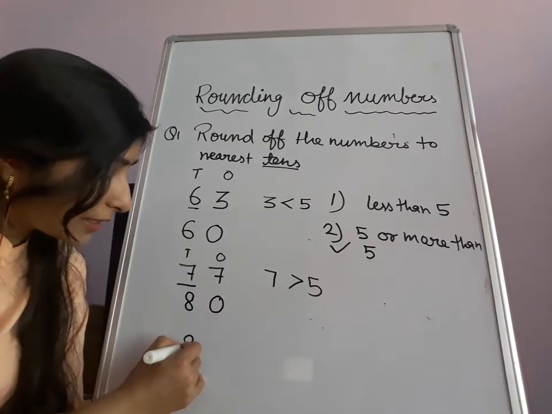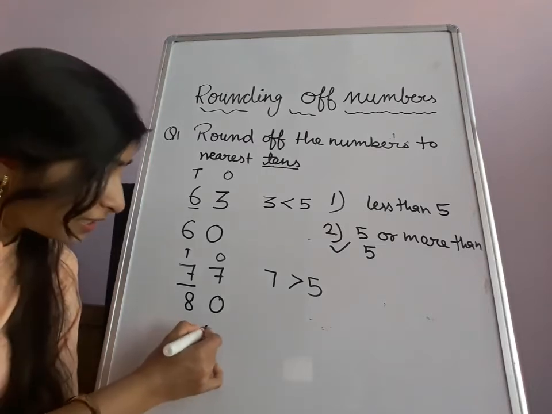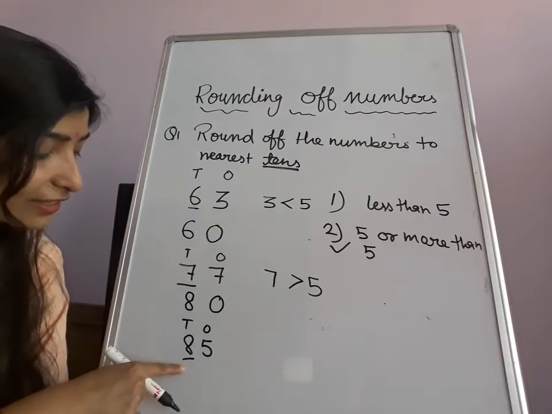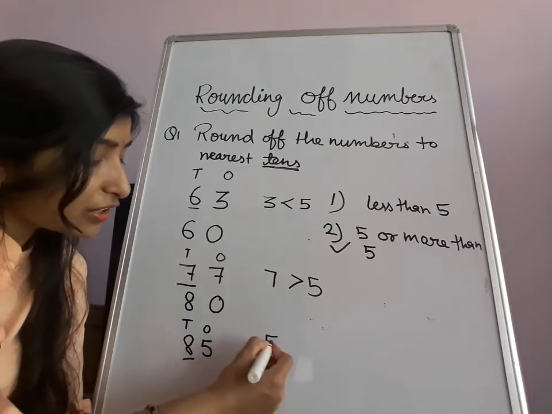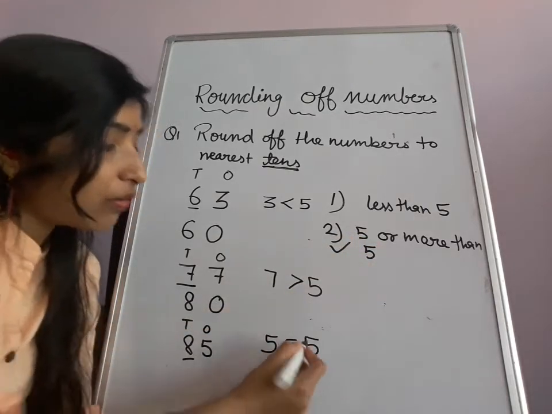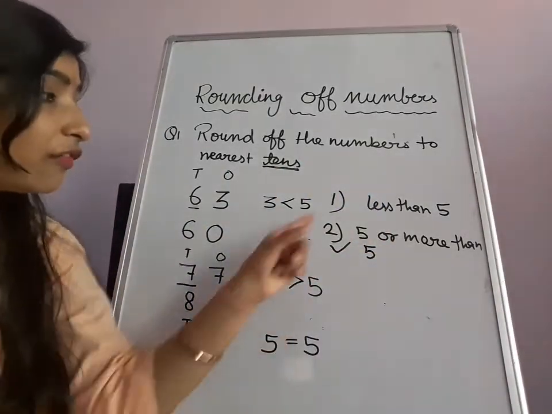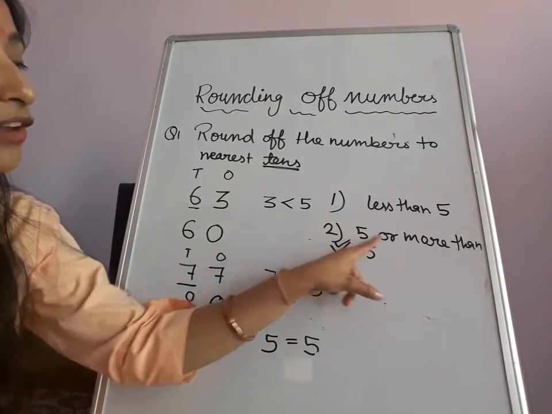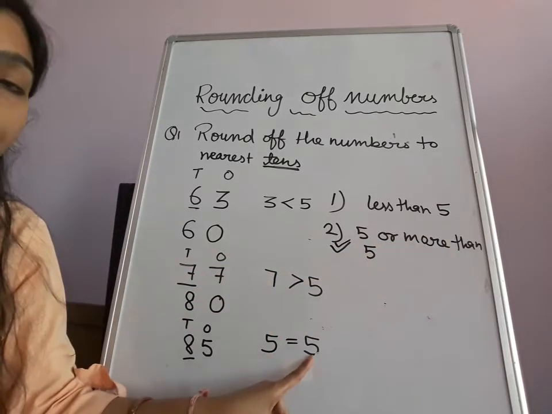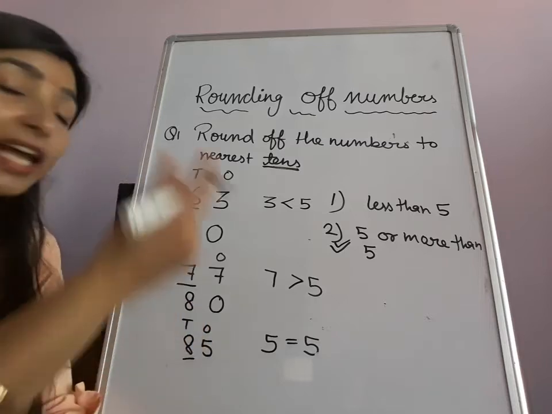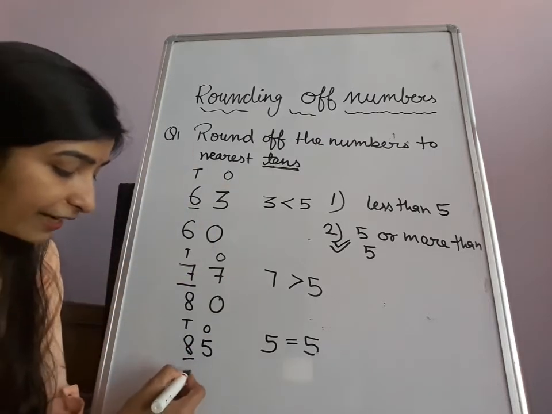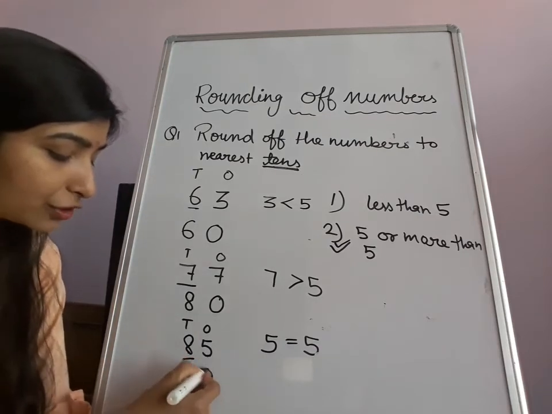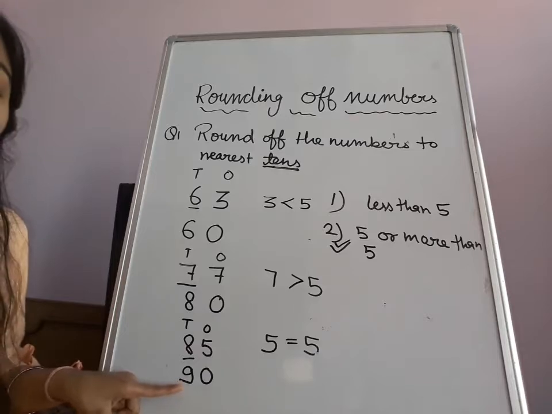One more example, I am taking 85. This is ones and this is tens place. First you will underline the tens place. Now compare this ones place with 5. This is 5, equal to 5. Always compare with 5. This is again the second condition because it is 5 or more than 5. So we will write the successor of 8. What is the successor of 8? 9. You will add 1 in 8. So 9 and this becomes 0. So 85 is nearest to 90.